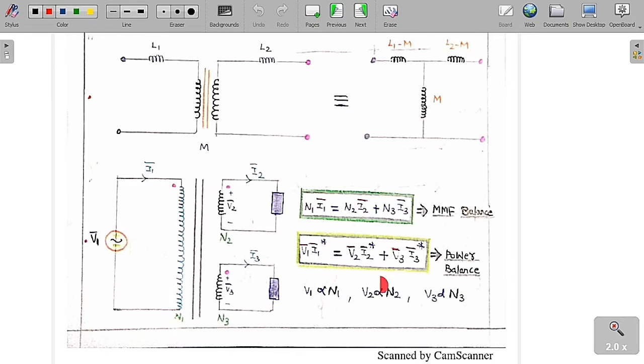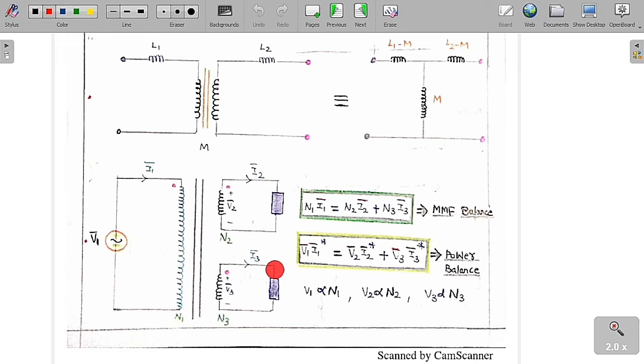So we are going to get the complex power equation. This is called the power balance. Always you have to go for the complex power balance. The overall complex power supplied is equal to the overall complex power absorbed by the loads. The overall complex power delivered is V1 I1 conjugate, which is equal to V2 I2 conjugate plus V3 I3 conjugate. This is called the complex power balance equation. The complex power produced is equal to the complex power absorbed. So this one produces the complex power, and the remaining two absorb the complex power.